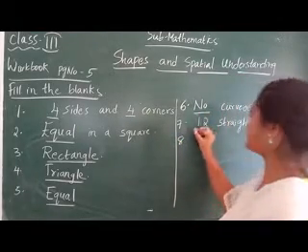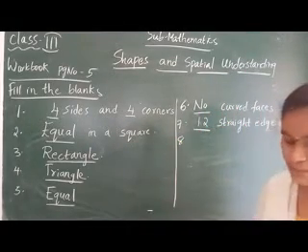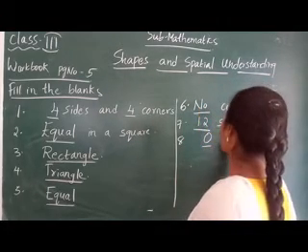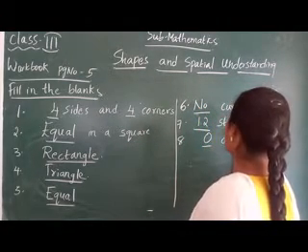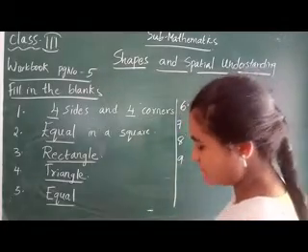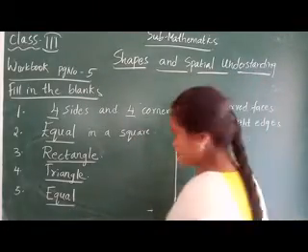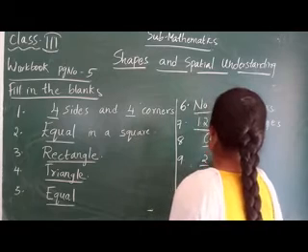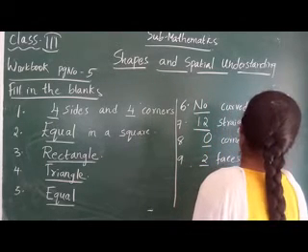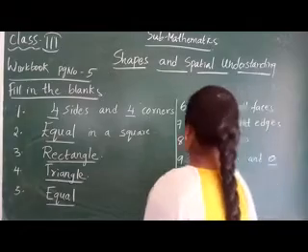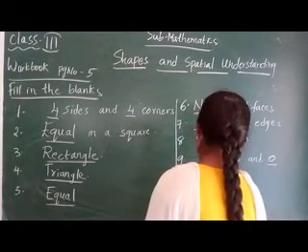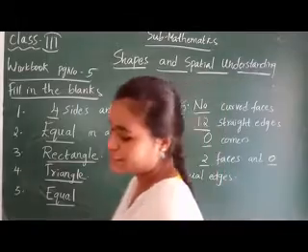Only this blank you will write. A sphere has 0 corners. A cylinder has dash faces and dash equal edges. 2 faces and 0 equal edges. Once again I am repeating, you must see.